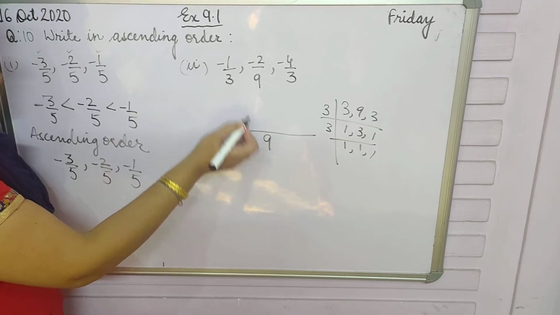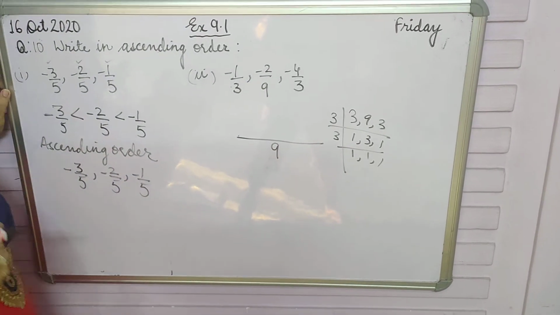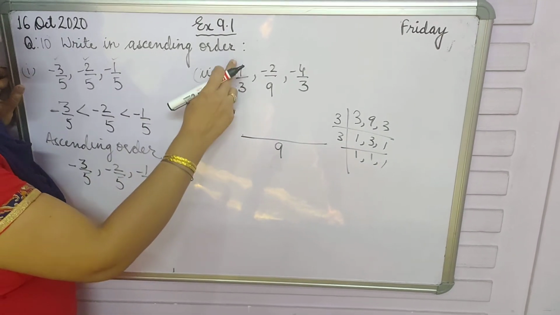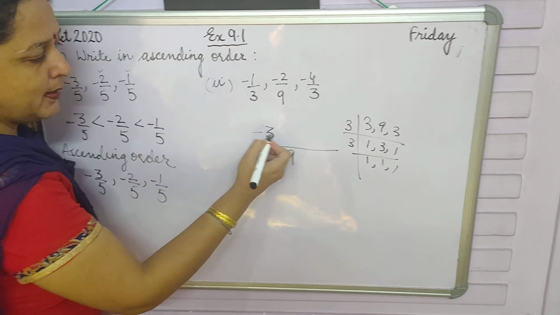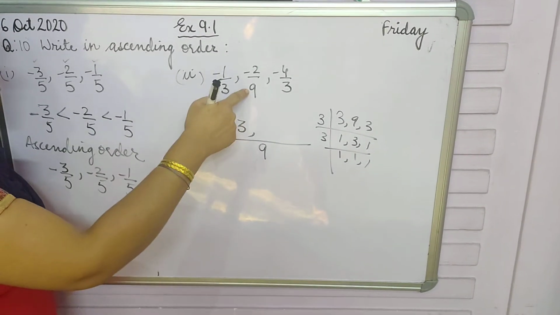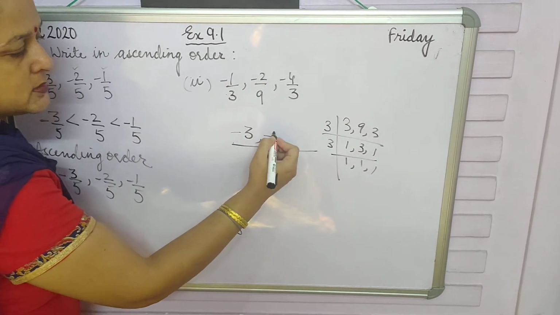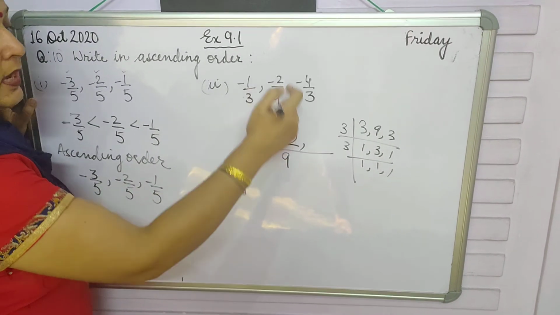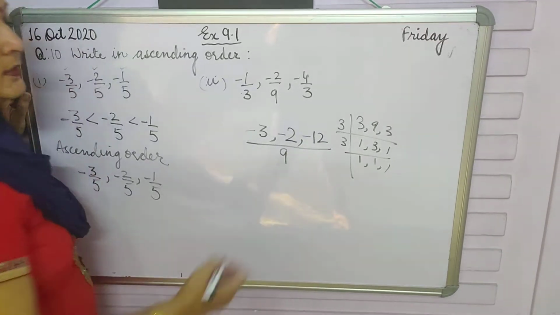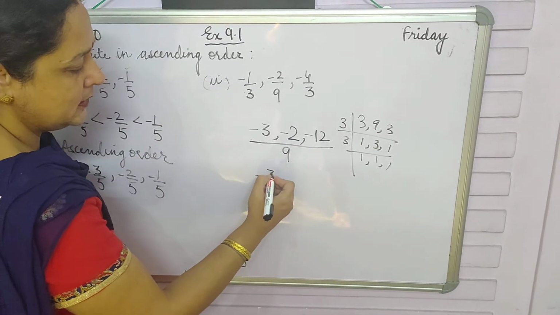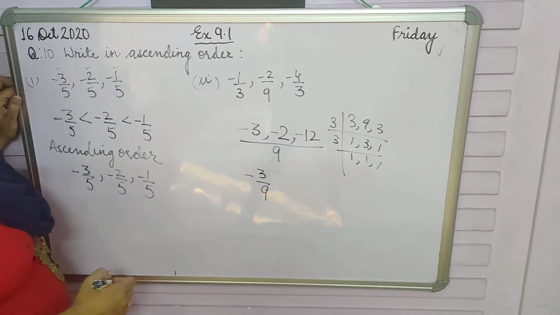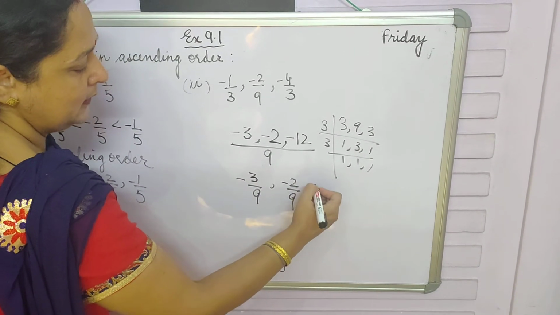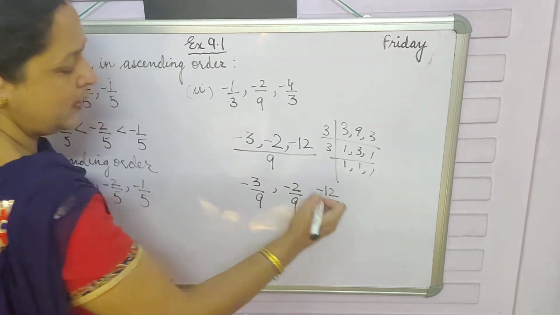Now since we are going to change the denominators, numerators will also be changed. 9 divided by 3 is 3. 3 into minus 1 is minus 3. 9 divided by 9 is 1. 1 into minus 2 is minus 2. 9 divided by 3 is 3. And 3 into minus 4 is minus 12. Now separate these. The first one becomes minus 3 upon 9. Second one is minus 2 upon 9. And third one is minus 12 upon 9.